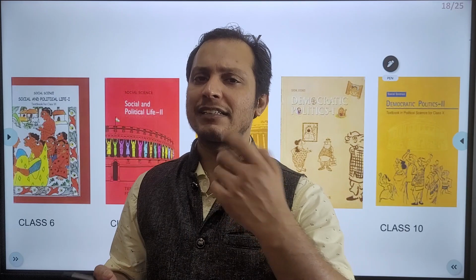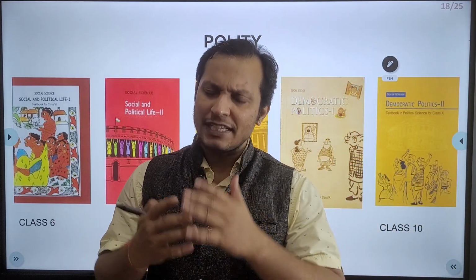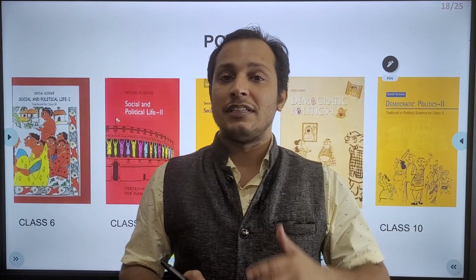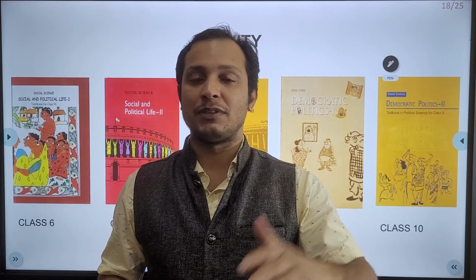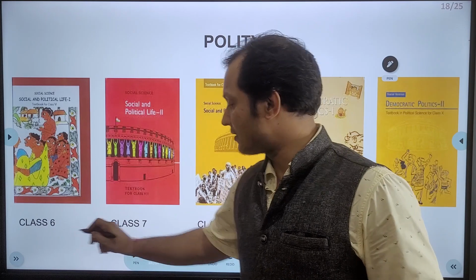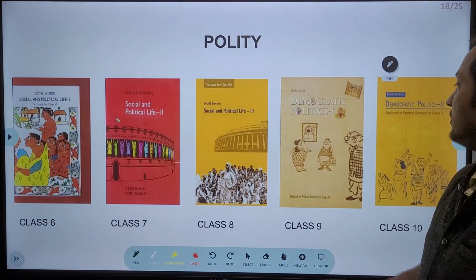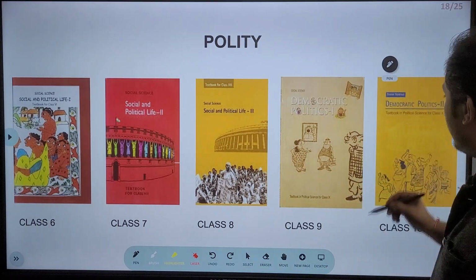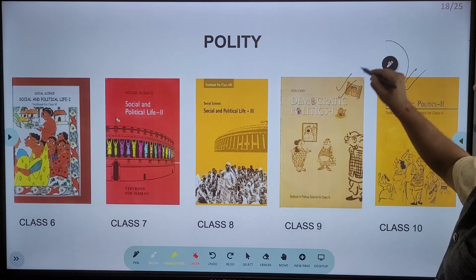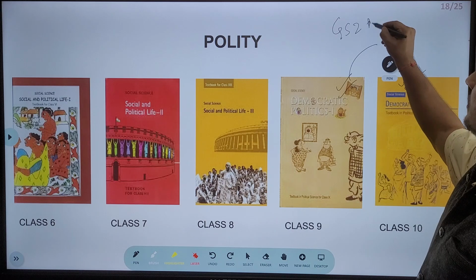I'm giving just one example as far as federalism is concerned. But there are many such concepts which are mentioned in these NCERTs, but are not mentioned in any advanced book like Lakshmikant, etc. So reading of these books is very important. So class 6, class 7, class 8, class 9, class 10th. Here I would like to make one small suggestion. Read the class 10th book properly and the 9th book properly. Why? Because in the class 9th and 10th books, you have many GS2 mains topics covered.